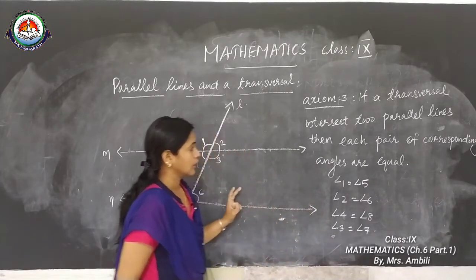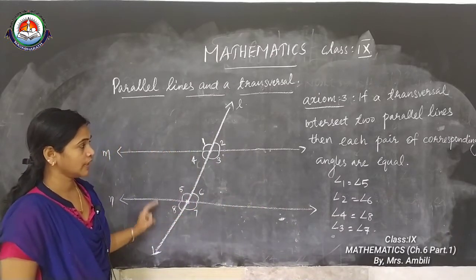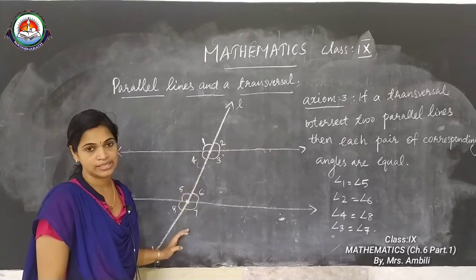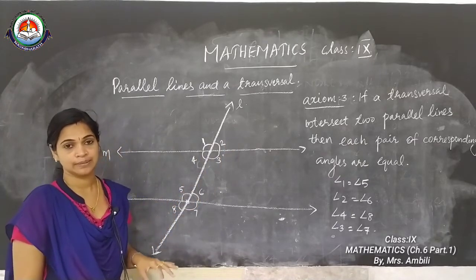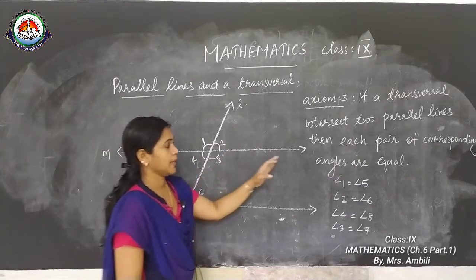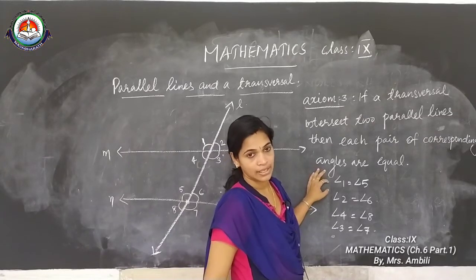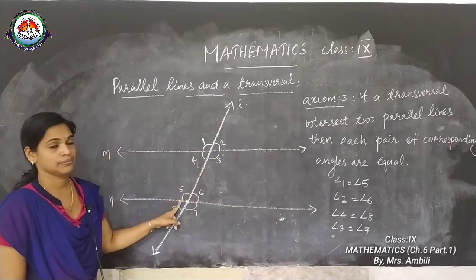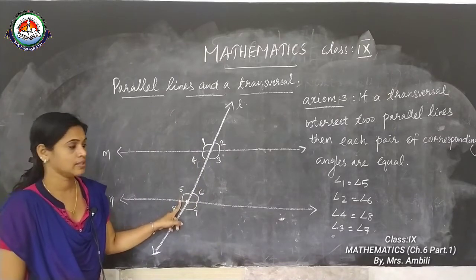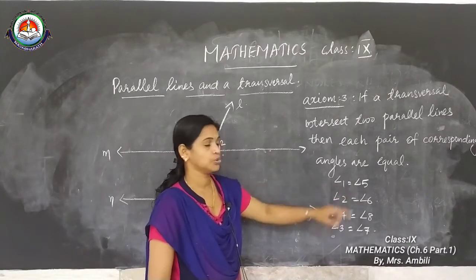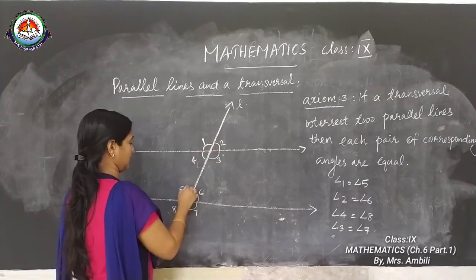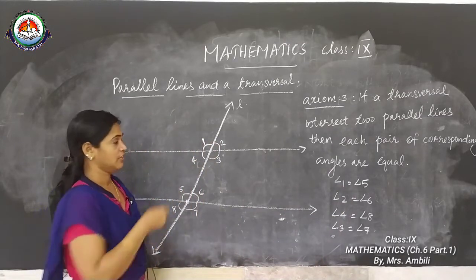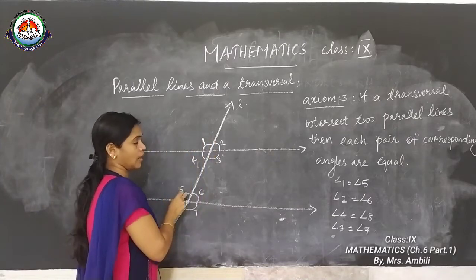Okay, so now what we understood: if a transversal intersects two parallel lines, if the lines are parallel, then each pair of corresponding angles are equal. We know that angle 1 and angle 5 is the first pair of corresponding angles. So angle 1 is equal to angle 5. These two angles are equal. If it is 30 degree, this also is 30 degree. If it is 100 degree, this also is 100 degree.